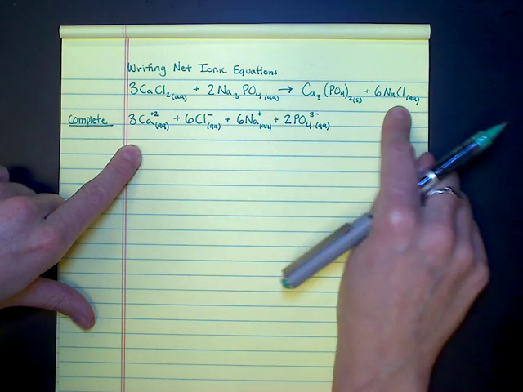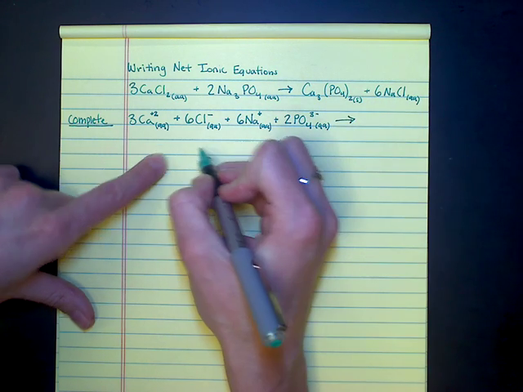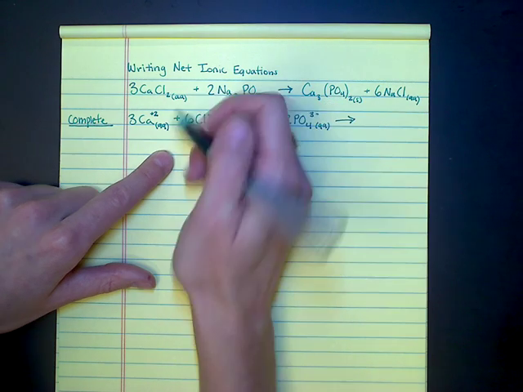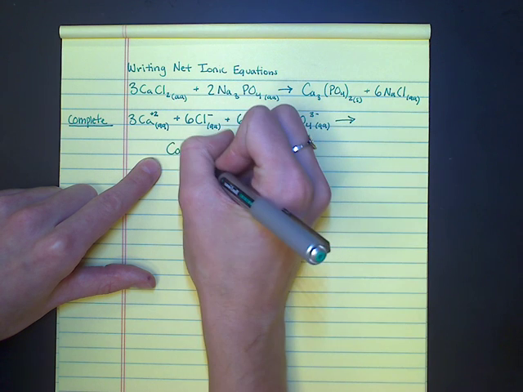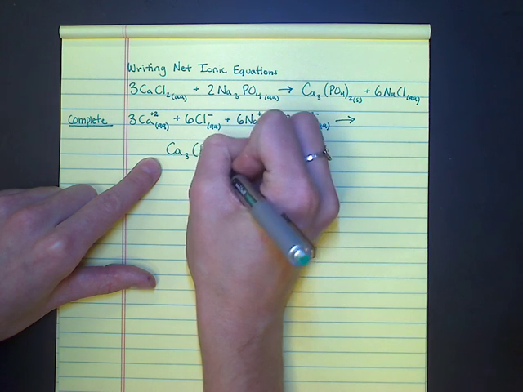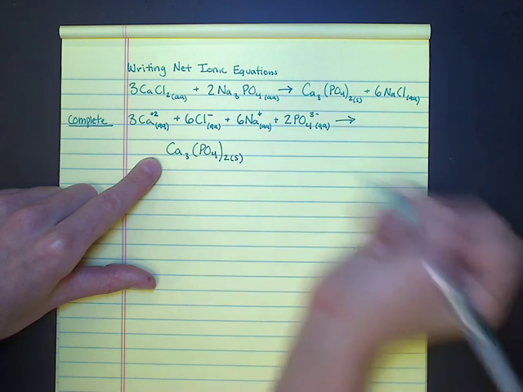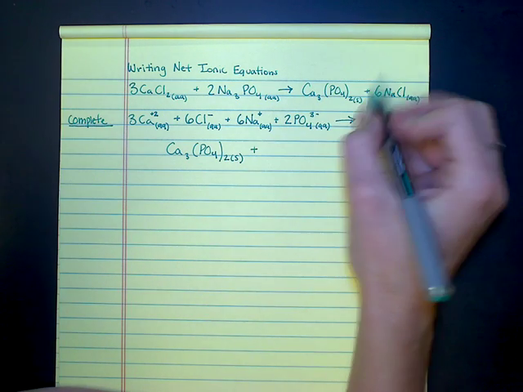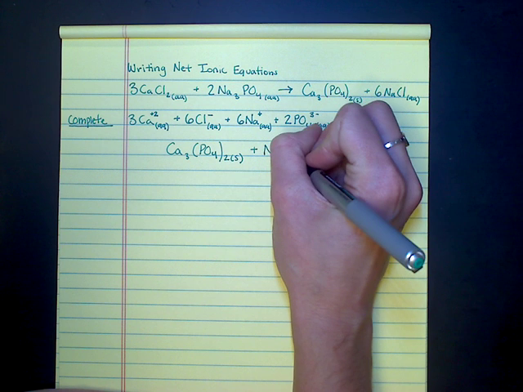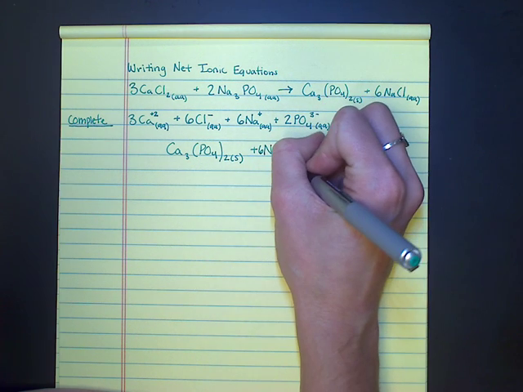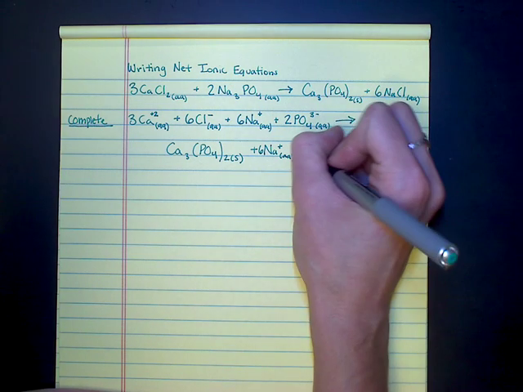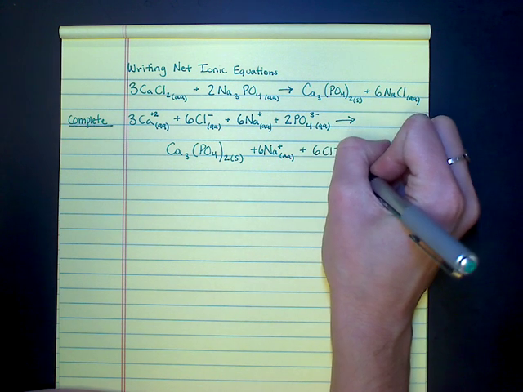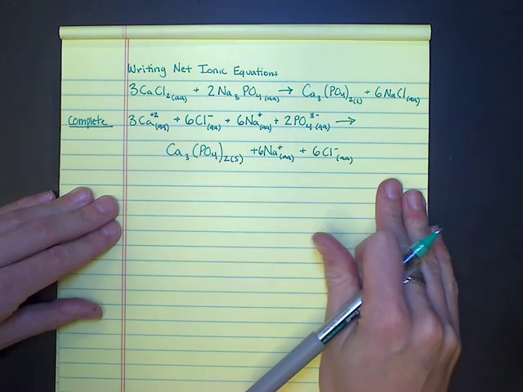And now we can take a look at the product side. So I don't have room to write it all in one line, so I'm going to skip down here. So take a look. This guy's our solid. So because it's solid, we do not break it up into its ions. We just leave it as is, as the solid. Okay? And then on to the next one, we've got the aqueous NaCl, so that means we have 6 Na+ floating around. Oh boy, I didn't write the 6. And that's going to be dissolved in water, so it's aqueous. And then we also have 6 chlorines. Okay, so 6Cl- aqueous. Okay? So that's the complete ionic equation.